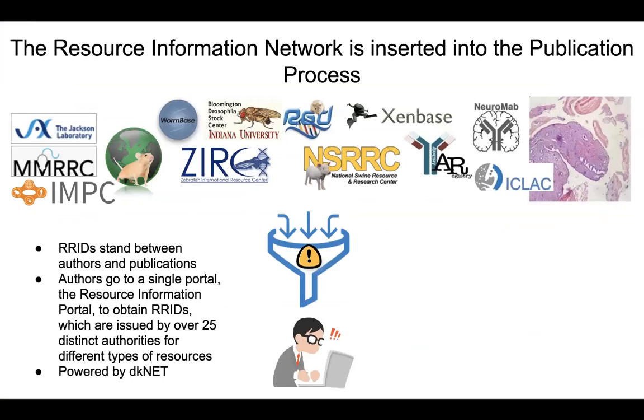And one of the important aspects of that is that this information network around resources, when one inserts it into the publication process, it actually allows people then to get this information as they're publishing their studies. So, the RRIDs are provided through a single portal, which we maintain. And this provides a way to bring some of this information about these resources into the process when people are working on publishing their results.